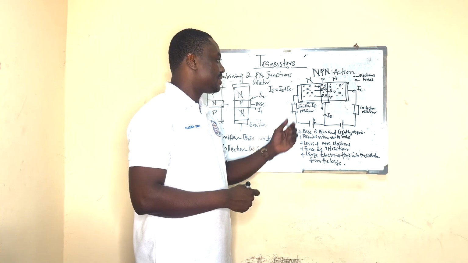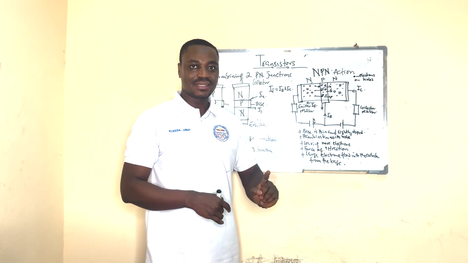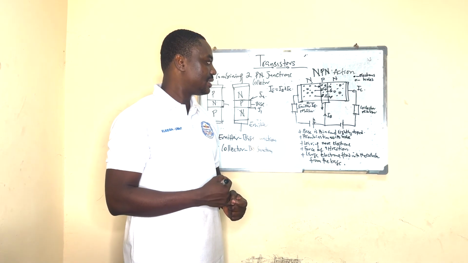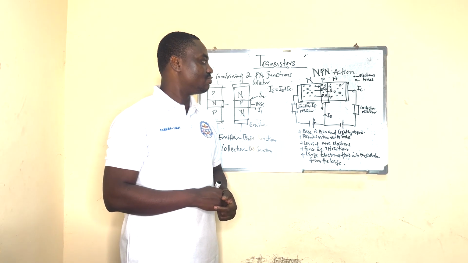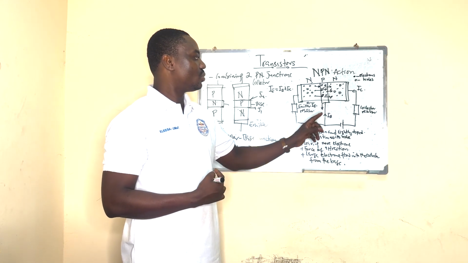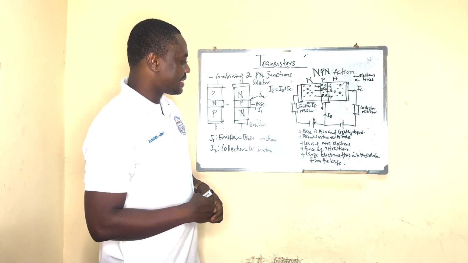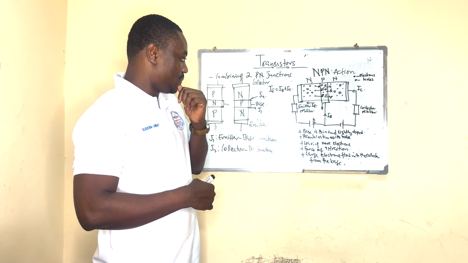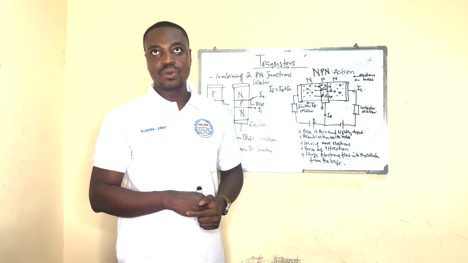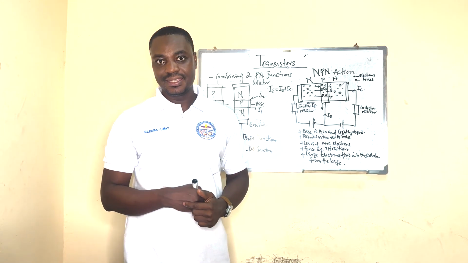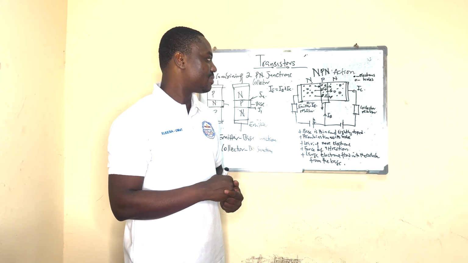Now, bear in mind, compared to the other two regions, the base region is narrow. It is the narrowest. So that means when it comes to the way that region is doped, we make sure that it is lightly doped. That means the amount of majority holes that we have here tends to be less, so the majority is not that much.